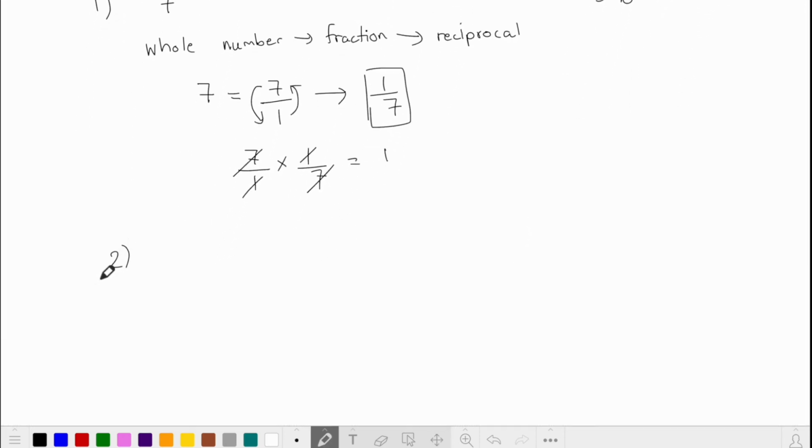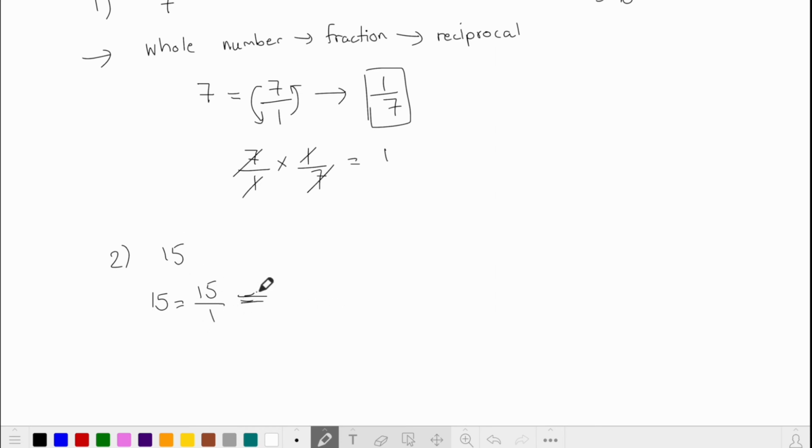So let's try a different number. Question 2, let's come up with 15. Same thing, we have a whole number. In order to find the reciprocal of 15, we will use these steps. For the whole number 15, we can write it as 15 by 1, and it is equal to the whole number because the denominator is 1, and when 15 is divided by 1, you get 15.